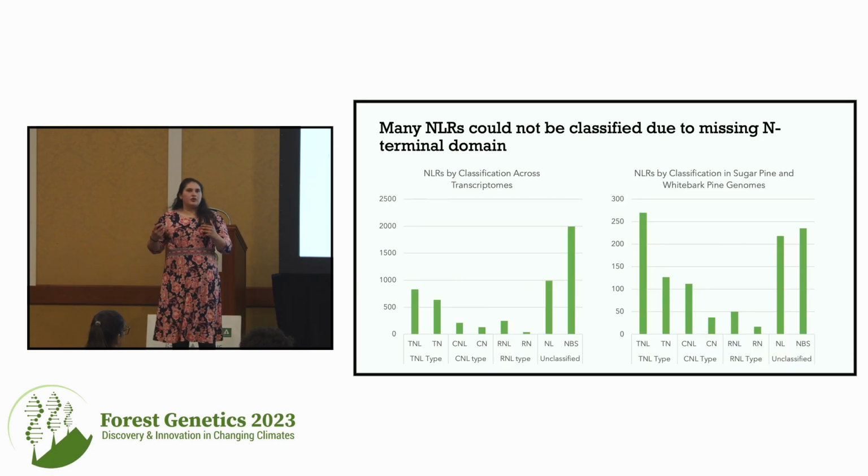However, just in general, overall, most of my NLRs were incomplete. They also could not be classified because they were missing their N-terminal domain, things like that. So there are a lot of caveats with using the transcriptomic resources for something like this. There can be everything from problems with the transcriptome assembly to the identification methods as well.